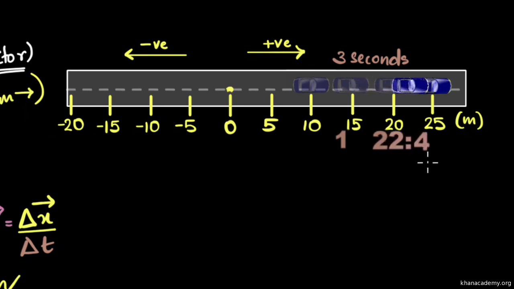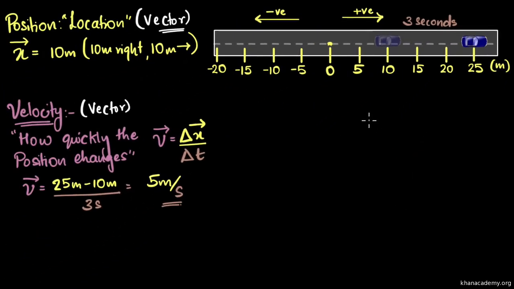In the last second, again, it changed by 5 meters to the right. Now, of course, you could ask, what if the car was not moving at a constant rate? What if it was traveling a little faster earlier and then it became slower a little later? Well, then this no longer means it's traveling exactly 5 meters per second. Then this would represent an average value. But let's not worry too much about it.